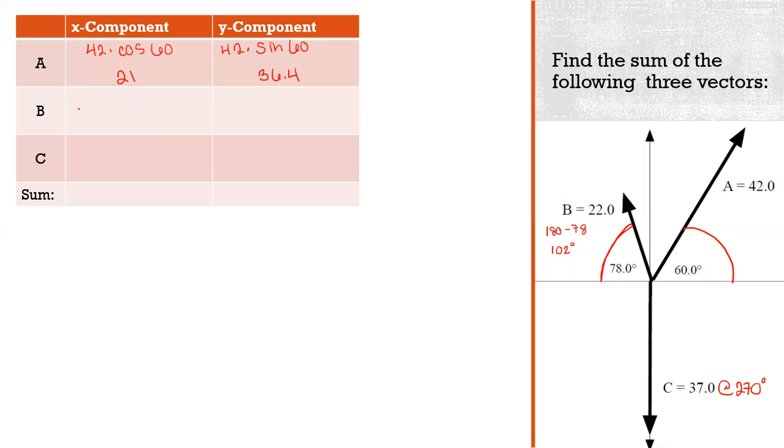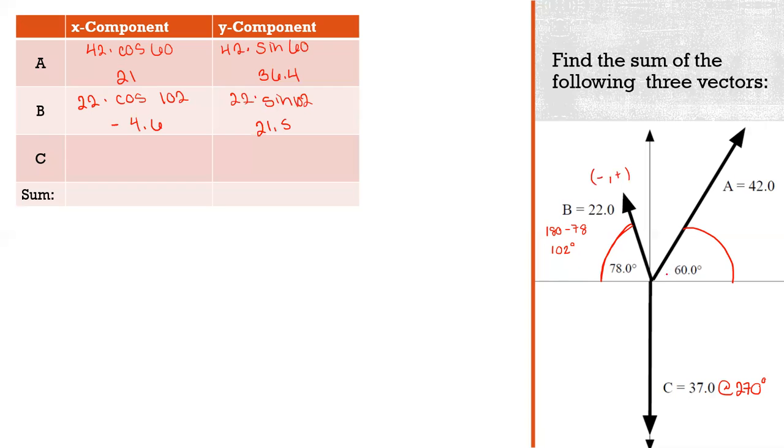Vector B, 22 units long times the cosine of the corrected angle, which is 102, and then 22 times the sine of the corrected angle. Doing those in your calculator, you will get a negative 4.6, which if we look here, it's pointing in the negative x, positive y direction. So that makes sense that this is giving us a negative, and 21.5 for the y.